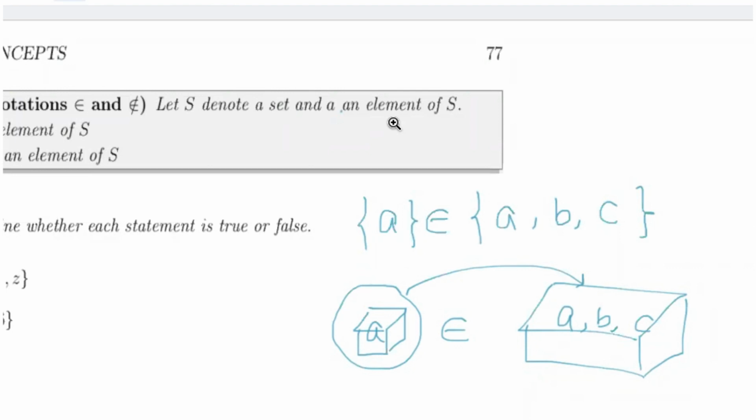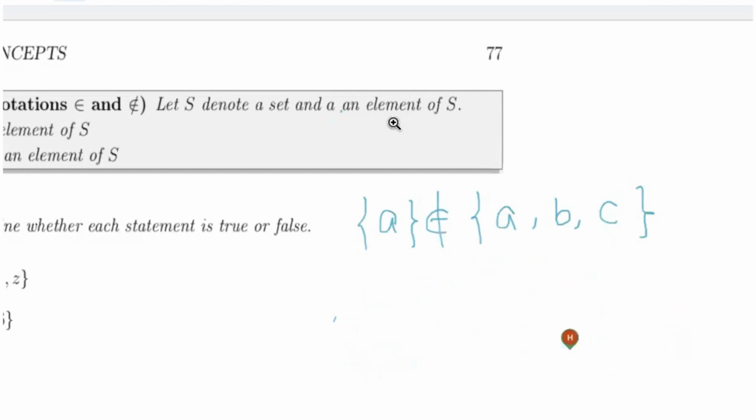You have A, but you don't have a box A. You know what I mean? You can think of it as a set A. All right, a set is a box. So if you have A in the box, I understand A in the box, but you don't have a set A in the box. So this is not an element. A is an element, but set A is not an element.